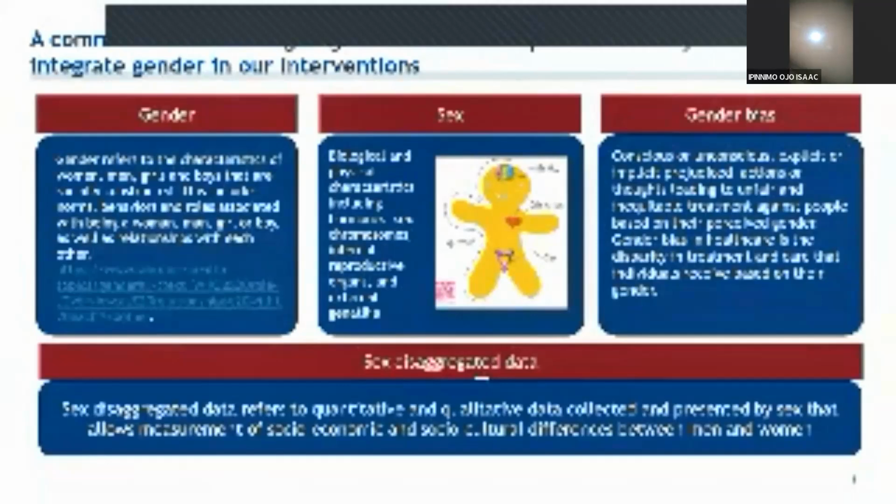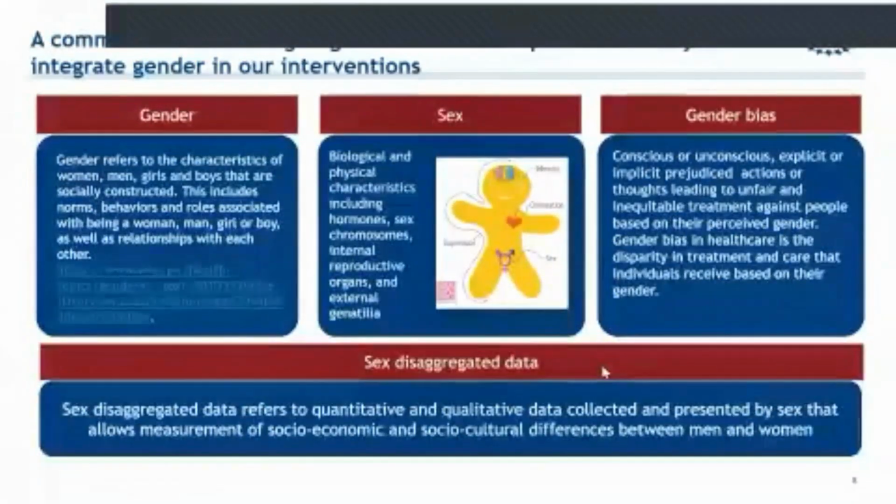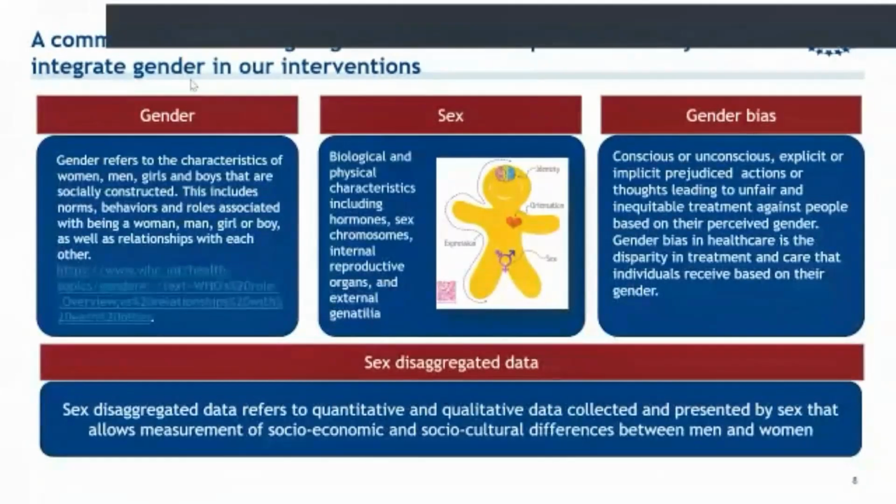So what does sex mean? Sex refers to a person's biological status, and it is typically categorized as male, female, or intersex. It is typically assigned at birth and refers to physical or biological indicators, including hormones, sex chromosomes, internal reproductive organs, or external genitalia, etc. Sex and gender are not the same at all. And like I was saying, gender is really shaped by social relationships. It changes over time and may be different in different societies. And sex is basically the same across societies, etc.